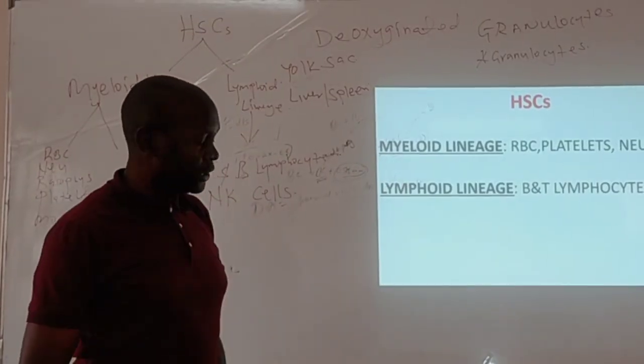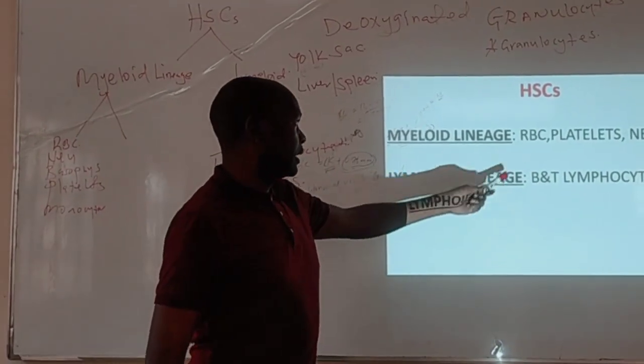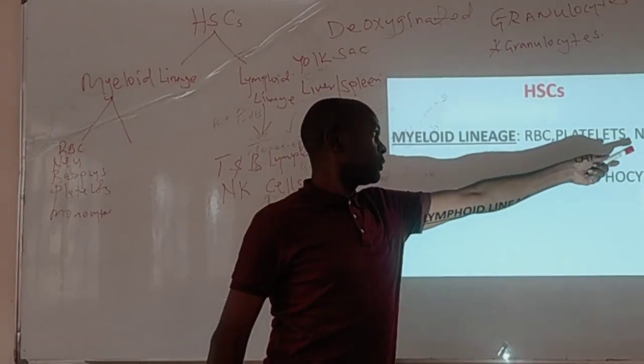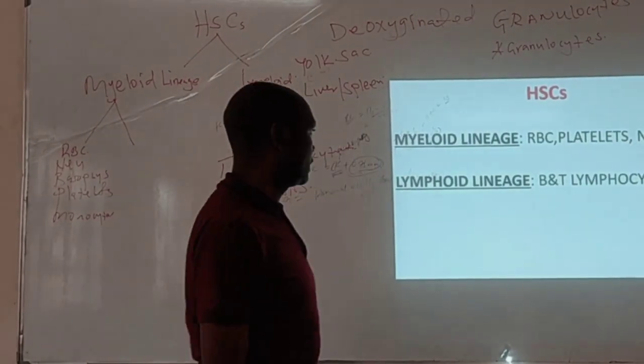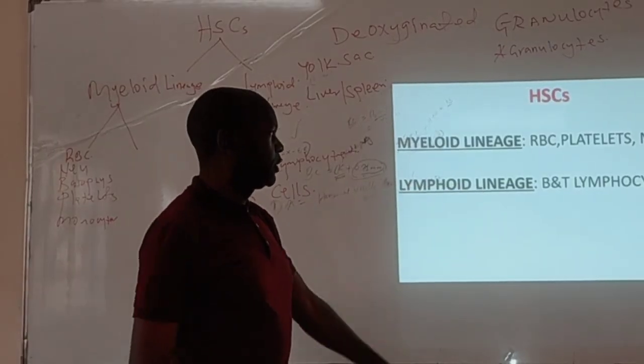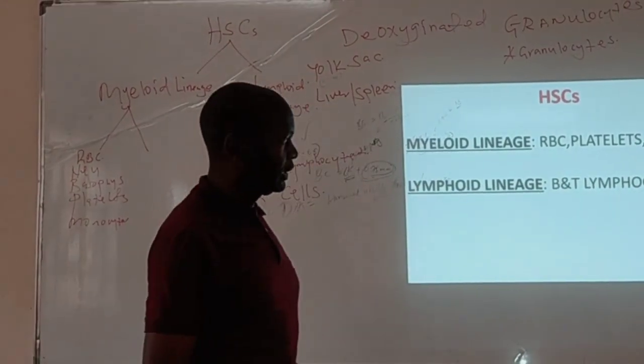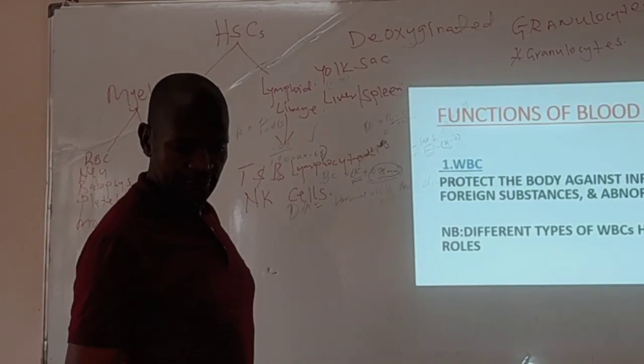So this is just a repetition of what we have already mentioned. From the myeloid lineage, we get red blood cells, platelets, neutrophils, basophils, and eosinophils. From the lymphoid lineage, we get B and T lymphocytes together with the natural killer cells.